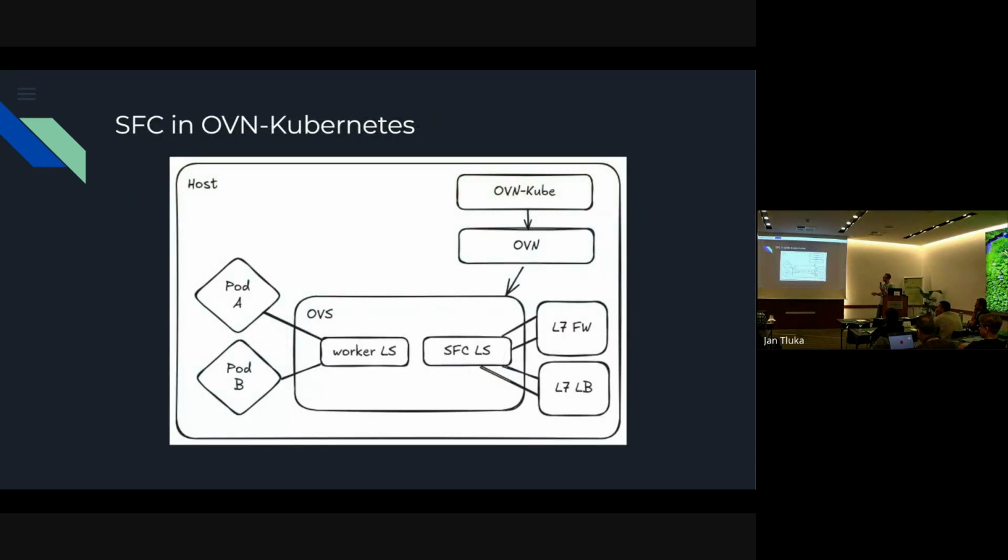Now we move to OVN Kubernetes and service function chaining. This is a picture of a worker node in Kubernetes. We have OVN Kubernetes, which listens to Kubernetes events. It programs OVN, and OVN configures OpenFlow down in OVS. We have a pod A and a pod B on the left-hand side connecting to a worker logical switch. Inside of this OVS container, I've tried to represent things as OVN logical entities. You have pod A and pod B, and you have an SFC logical switch, which is attached to our network functions, a layer 7 firewall and a layer 7 load balancer. You can imagine there's some chain like pod A sends traffic and it needs to go over to the layer 7 firewall, then the load balancer, and then go to pod B.